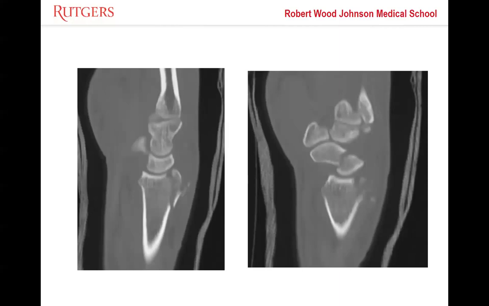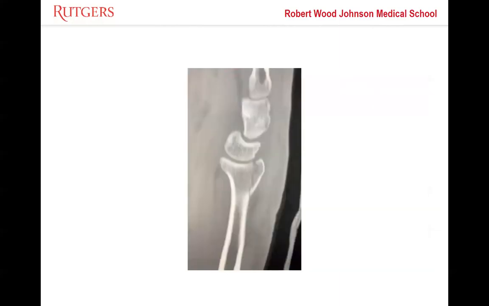All right, so we got a CT. Jim, what do you think on the CT? These are two different lateral cuts. Show you one more view of the CAT scan. So what do you want to do now? Does he go in the cast or does he get surgery? Okay, and what are you going to do?